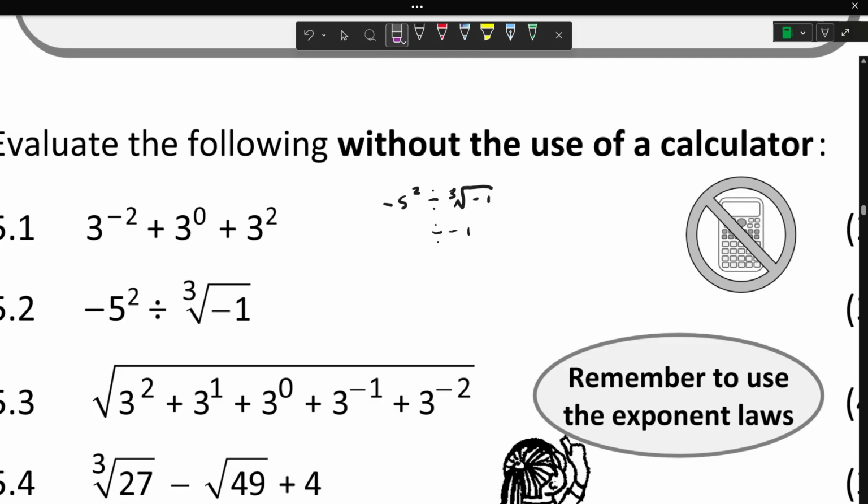Then we have -5 squared. It's not, whoopsie, this. It is, so the negative is on the outside. We aren't squaring the negative, so it's going to become -25, sorry, divided by -1, which is equal to 25.